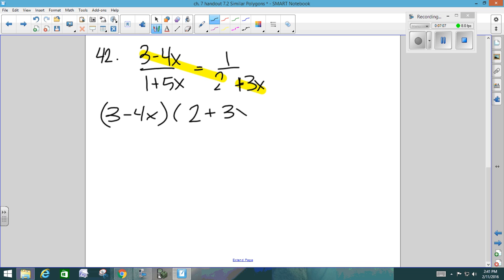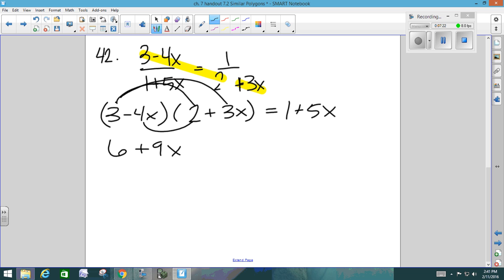2 plus 3x equals the product of your means, so 1 plus 5x. And then FOIL, distribute twice. 3 times 2 is 6. 3 times 3x is 9x. -4x times 2 is -8x. -4x times 3x is -12x squared.